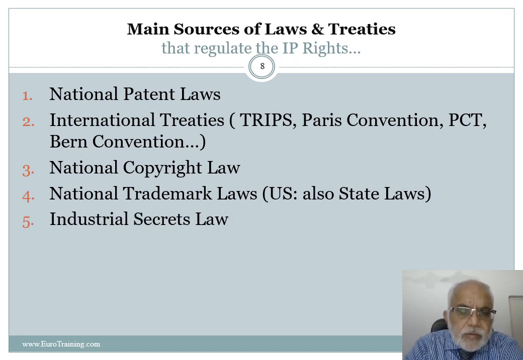Then you also have to look at industrial secrets law, related to an intellectual property, which is industrial secrets. So what are the rights given to businesses and industries to keep their proprietary information confidential? So industrial secrets law gives businesses the right to keep their confidential information secret and protected.